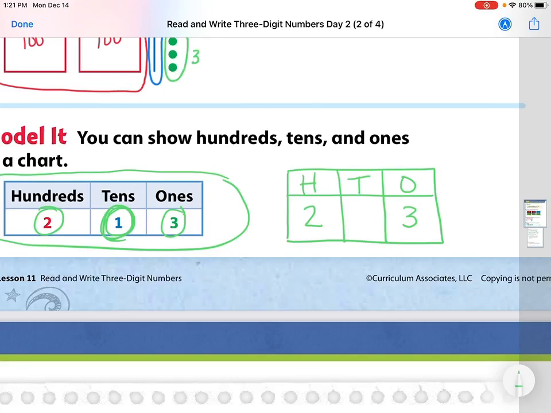So if I do 1 plus 2 more, how many tens would I have? And how would that be a new answer for a new total? So I want you to pause the video and I want you to write down, if I have 1 ten and I add 2 more tens to this 1 ten, what's my new number going to be right here in this circle? So pause the video and write your answer.